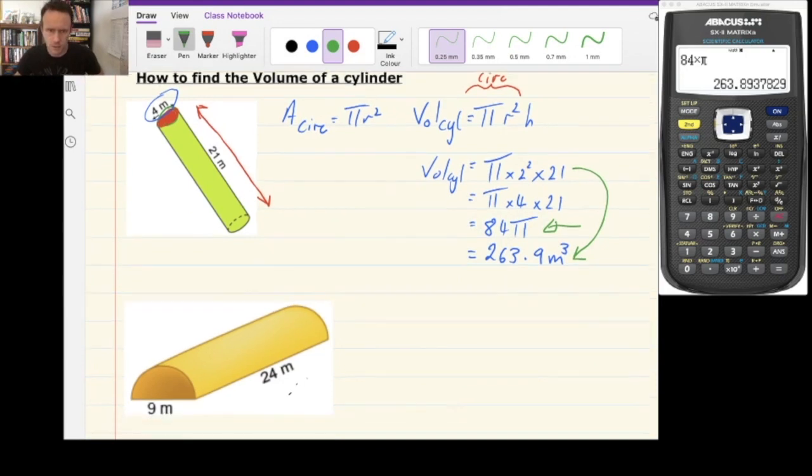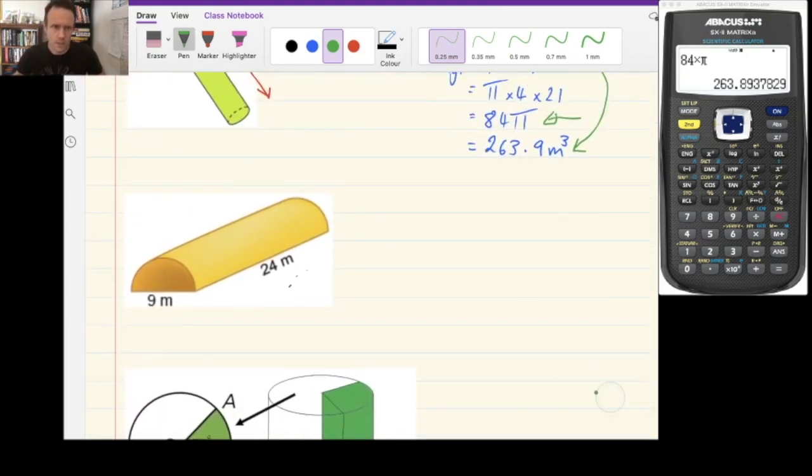So moving down a little bit, let's have a look at the next problem. We've got obviously not a whole cylinder, but the same principle applies. We want to find the area of that face. Oh, I don't know why, got a funny shape there. Try that again. We're going to find the area of this again, and then times it by the length of the shape.